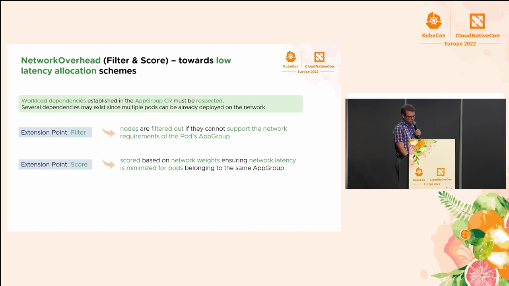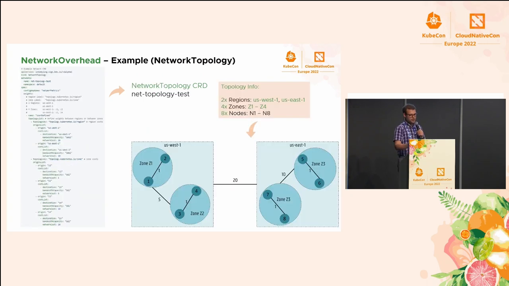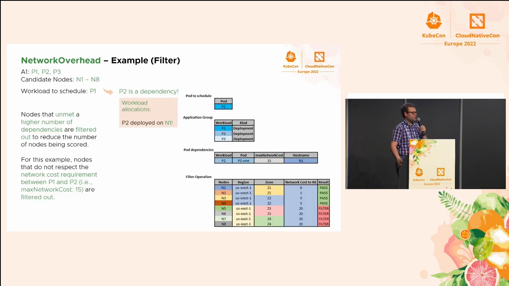But how does this work? I'll try to show you an example. Let's assume that we have an application group, A1, with 3 pods, 3 deployments, and we have a dependency between P1 and P2, and another dependency between P2 and P3. We have the network topology CR that I've shown previously. We have 2 regions, 4 zones, and 8 nodes in our cluster. For the filtering function, let's imagine that we want to schedule the workload P1, and P2 is a dependency, and we know that there is already an instance of P2 deployed on node N1.